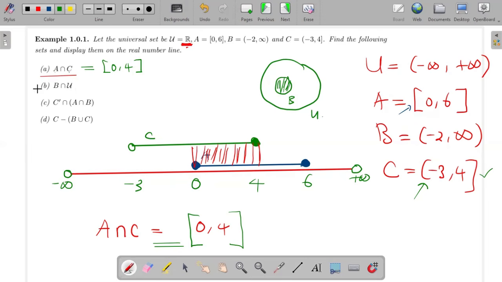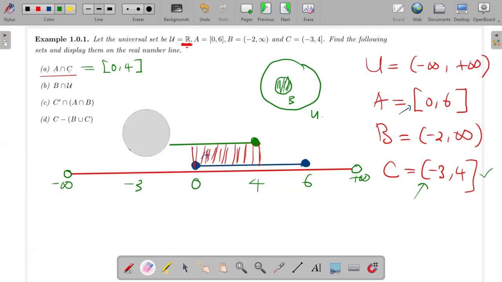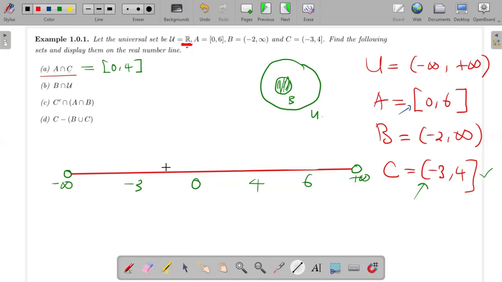So for us to answer this B here, the universal set we've already drawn it is from minus infinity to positive infinity. So for us to show the B intersection universal set, this is what I'm going to do. I'm just going to shade the part for the set B. So set B starts at minus 2. So I should have a minus 2 somewhere there between the minus 3 and 0. Then it goes to positive infinity. Okay, so it will start at minus 2 here, all the way to positive infinity like that.